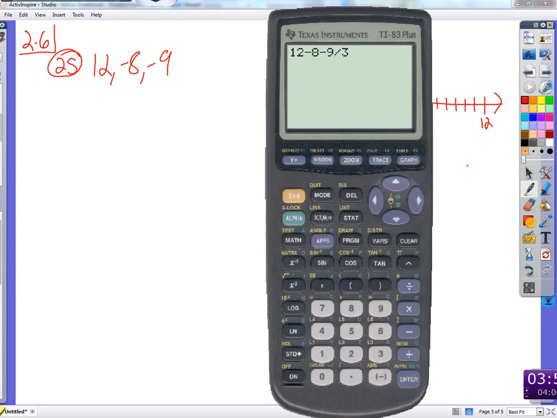And then we're supposed to get the answer and then divide it by 3. Well, it's going to get that answer, right? It's going to do the subtraction. It's going to divide by 3. Is that going to give us what we want, or not? Why or why not?